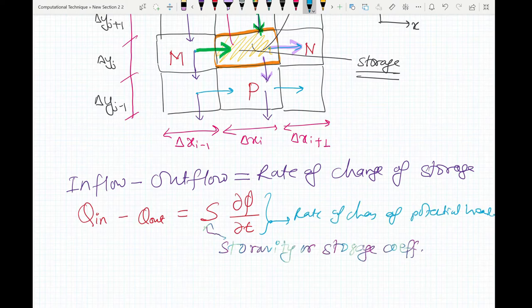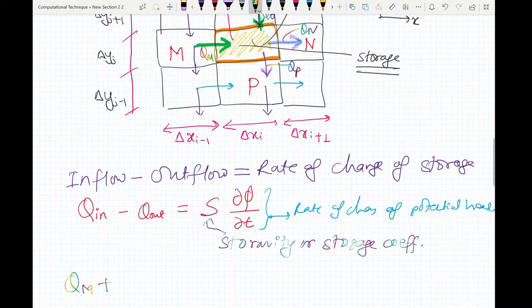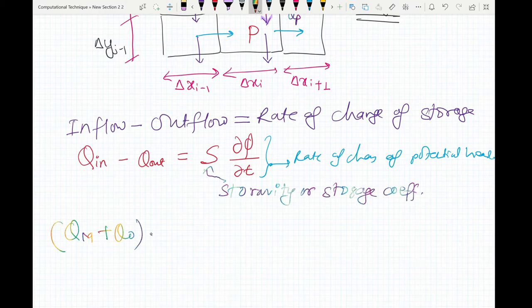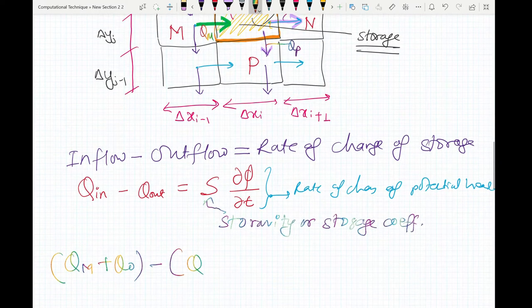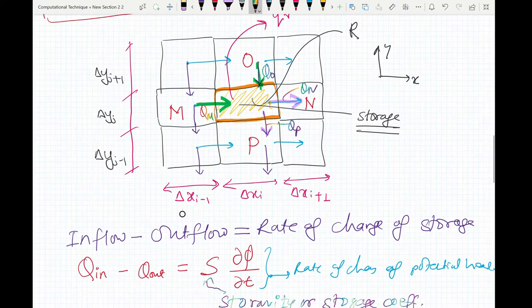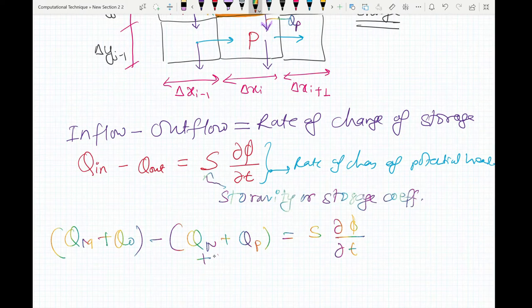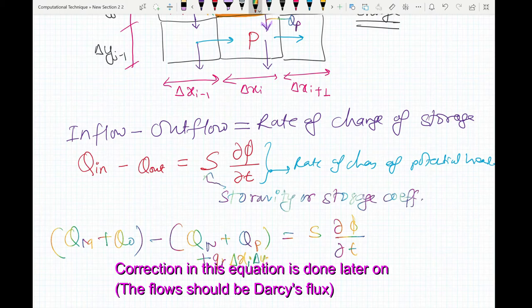Now our Q in will be given by Qm. Let's say this is Qm and this is Qo, this is Qn and this is Qp. Qm plus Qo, and outflow will be given by Qn plus Qp equals to S d phi by dt. And we do have another term here, which is Qr, which is related to our outflow. We can add that up, plus Qr, but we have to multiply this by our area, which is delta xi delta yi for our orange grid block.